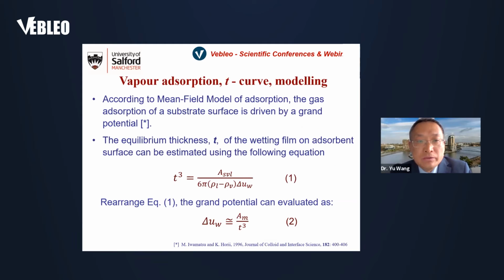So that means we can use the previous Kelvin equation to describe the vapor adsorption, or the T curve. In terms of the mean field model for adsorption, the gas here stands for the vapor, water vapor. The gas adsorption on a substrate surface is driven by grand potential. The grand potential is equivalent to the potential change we mentioned before, and the equilibrium thickness of the water film, or the wetting film, on the adsorbed substrate surface can be estimated using the following equation.